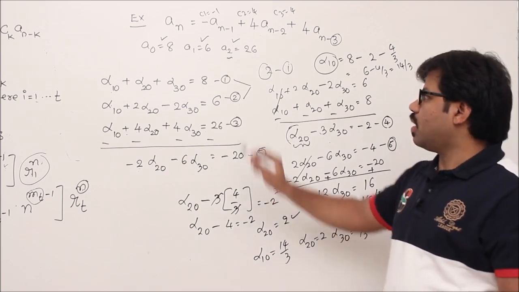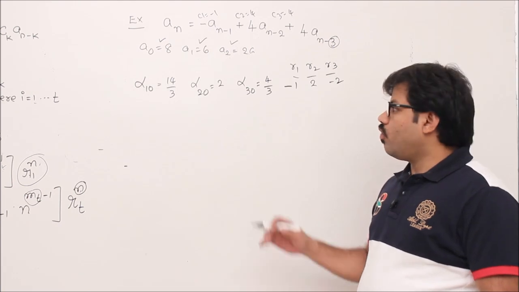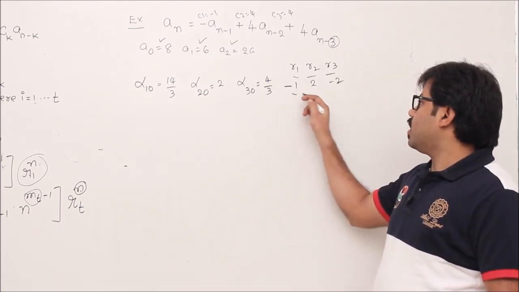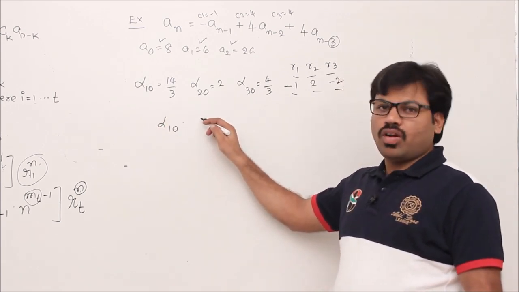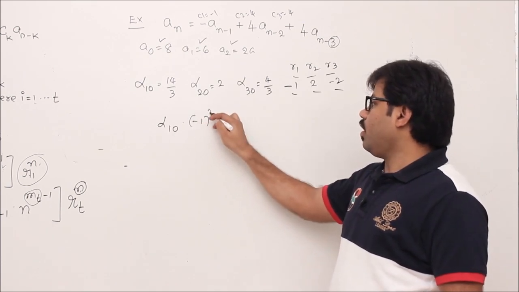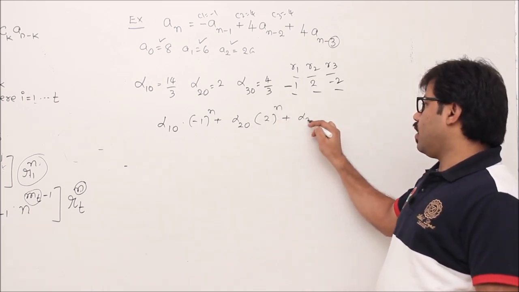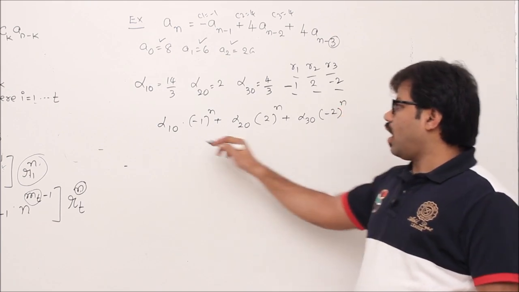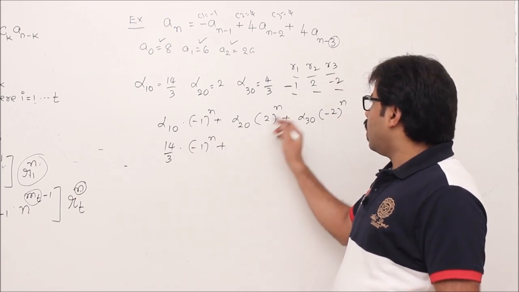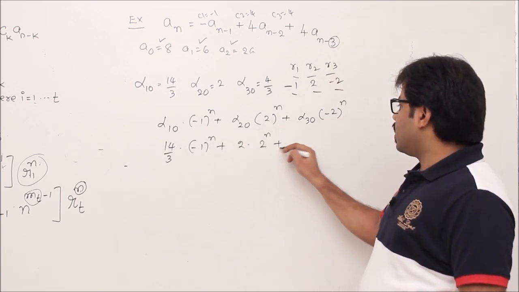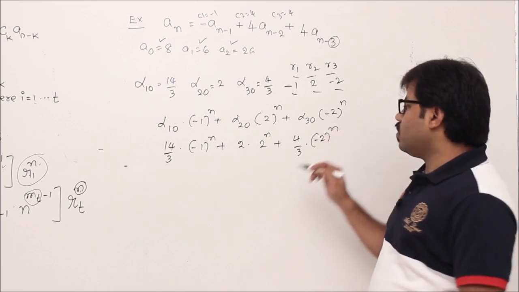Once you get these values, simply substitute them in your original equation. What was the equation? Did you remember? Let me write it one more time. So now the final answer: we know that the roots are minus 1, 2, minus 2. Then the expression is alpha 1 0 into root 1 power n, that is minus 1 whole power n, plus alpha 2 0 into second root 2 power n, plus alpha 3 0 into minus 2 whole power n, where alpha 1 0 is 14 by 3. Then it becomes 14 by 3 into minus 1 whole power n, plus 2 into 2 power n, plus 4 by 3 into minus 2 whole power n. This would be the solution.